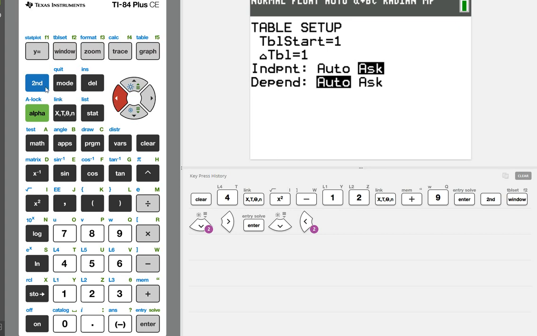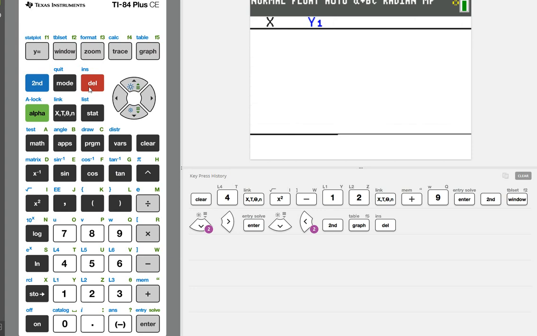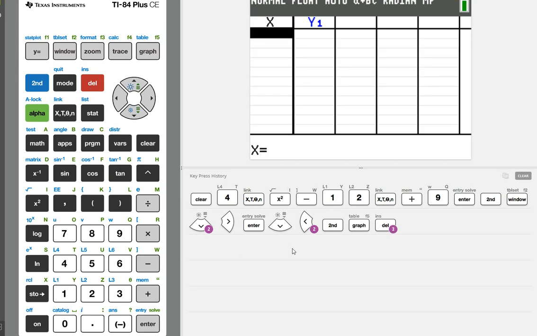With those settings in hand, hit the second key, then the table key, and this is where your calculator really can earn its money. If there's anything there, just delete it. Let's type in 1.5 for x, and the result is probably going to be a little bit surprising to you. You get a 0. Oh, that's weird. So what that means is that 1.5 actually is an x-intercept. That's odd.